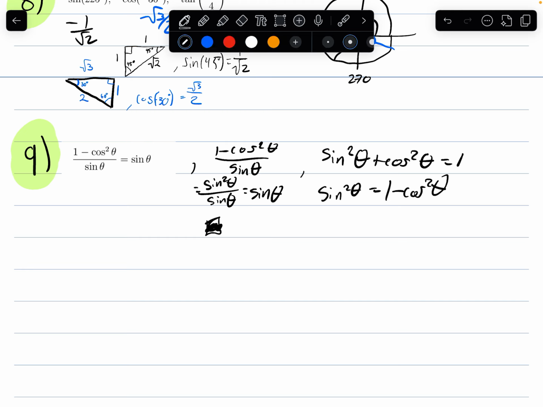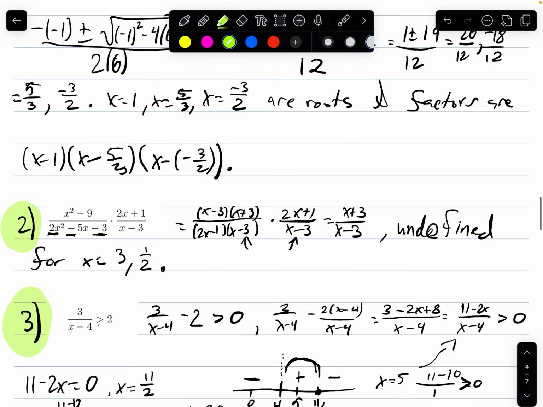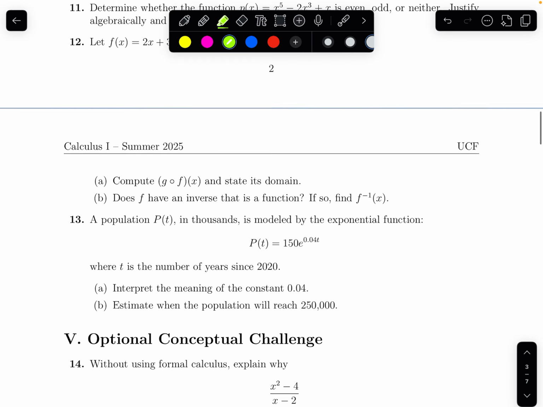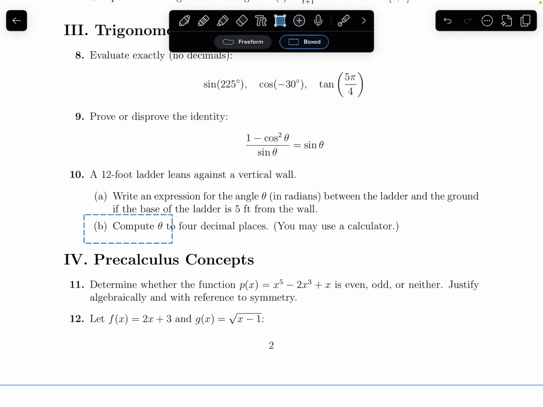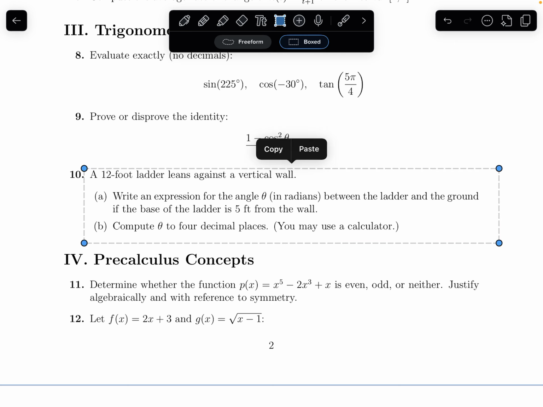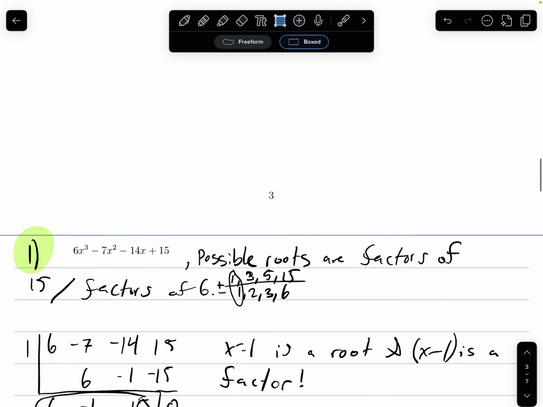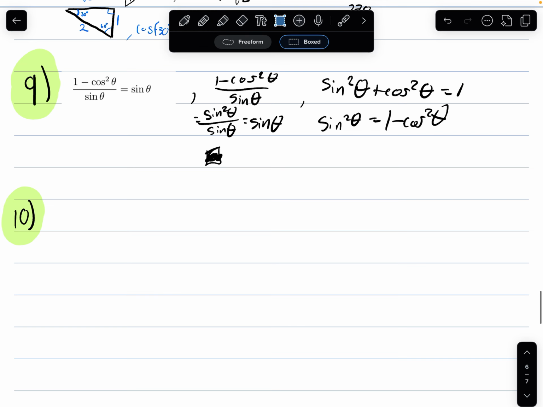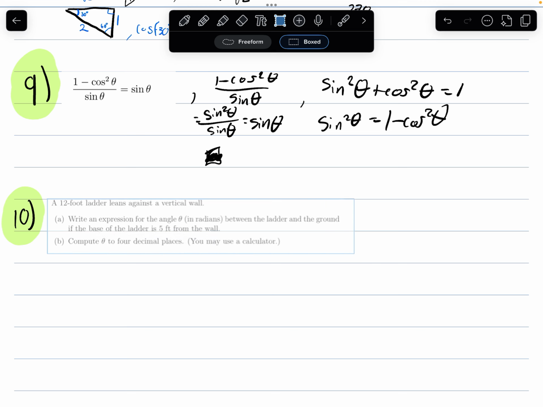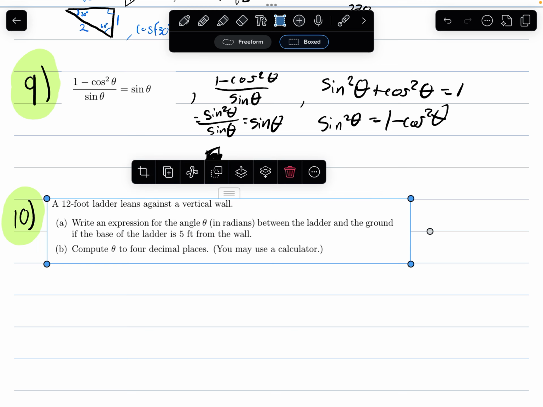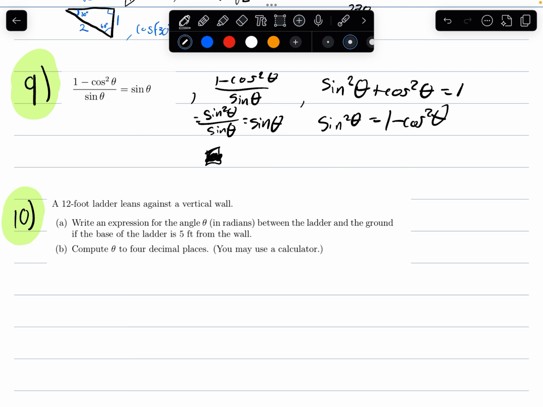Now we look at number 10. A 12-foot ladder leans against the wall. Let's just snip the whole thing and then we'll talk about it. Okay. A 12-foot ladder leans against a vertical wall.